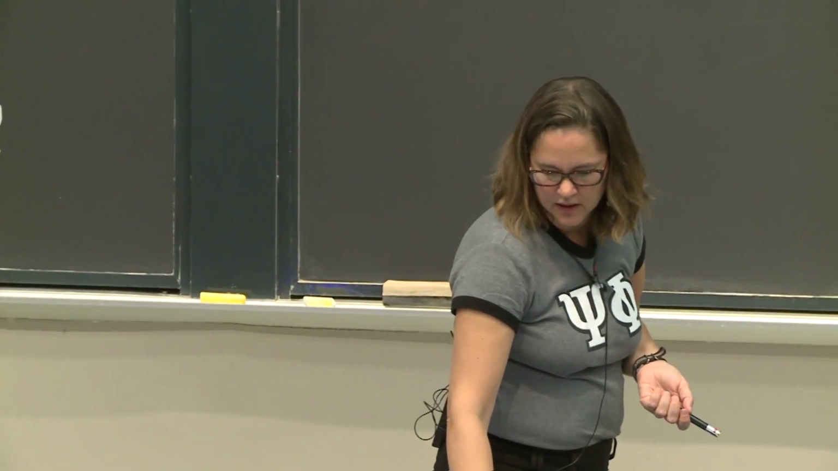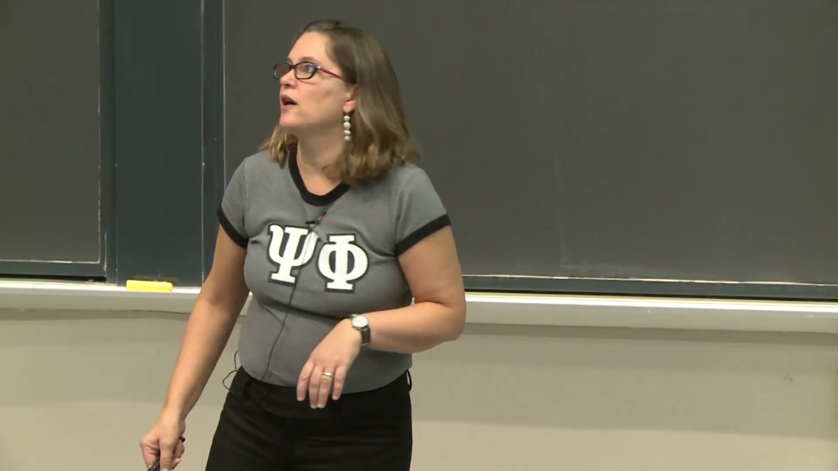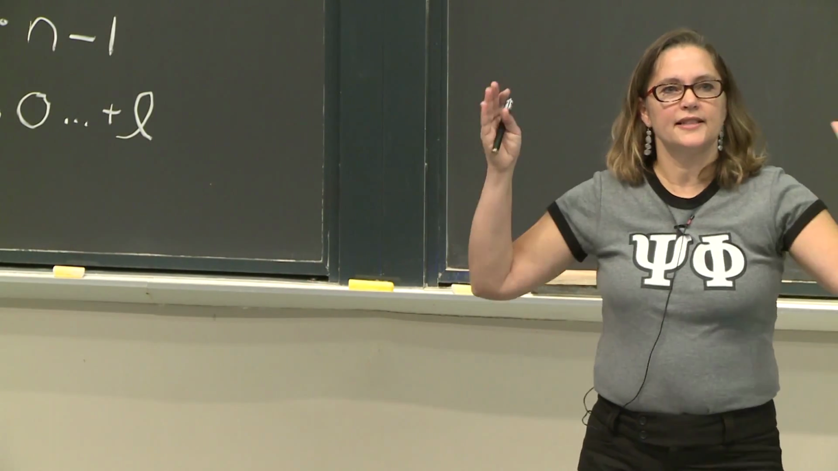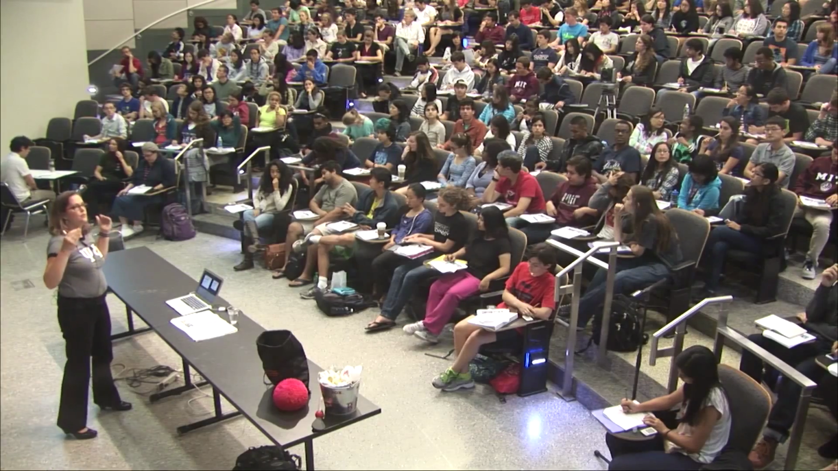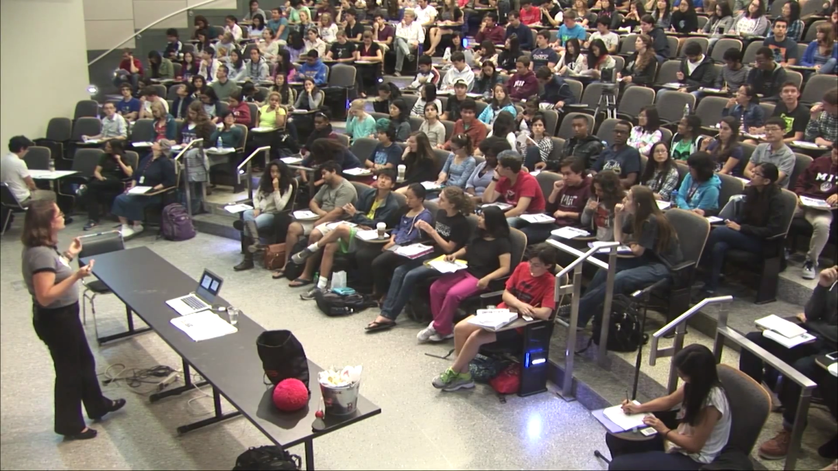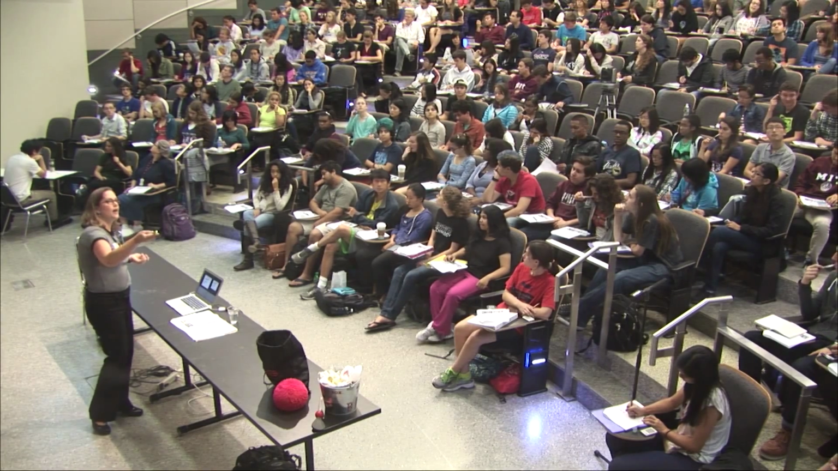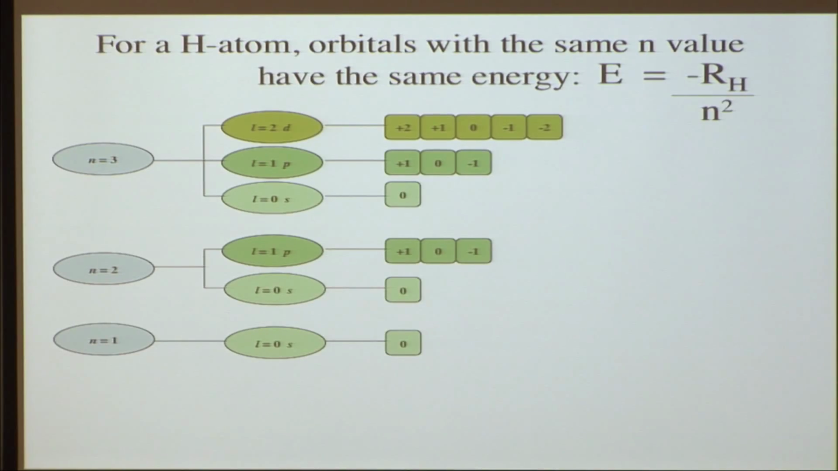OK. So let's think now about these orbitals again. We looked at that table and saw that if we were talking about n equals 2, they all seem to have the same energy. So for a hydrogen atom, and it'll get more complicated when we start talking about things with more than one electron, but for a hydrogen atom, orbitals that have the same n value have the same energy.